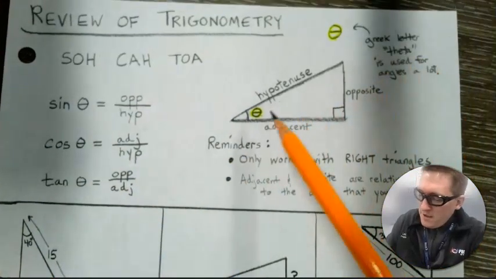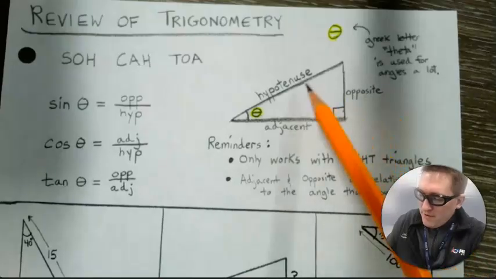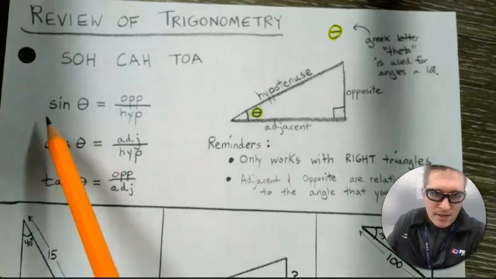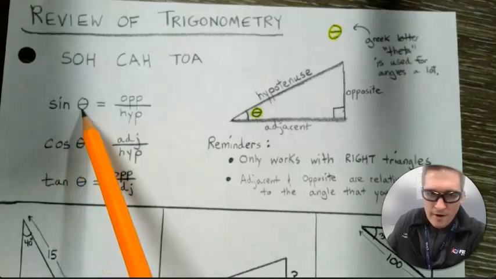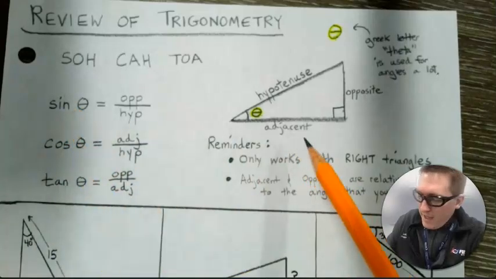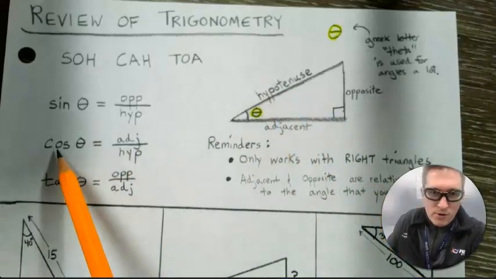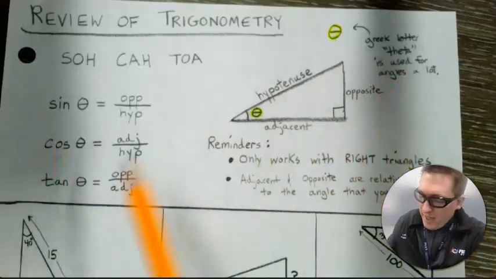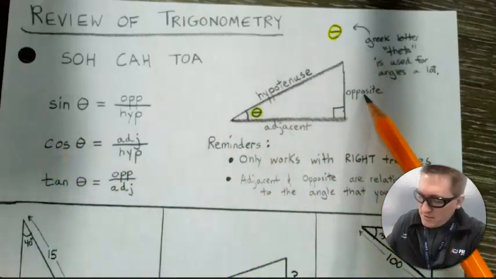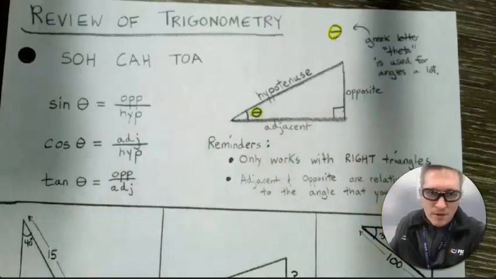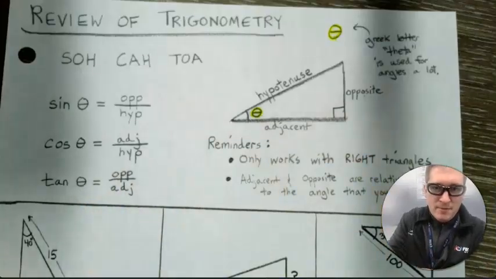For instance, opposite divided by hypotenuse, the ratio of those two sides, is equal to the sine of the angle. And the adjacent divided by the hypotenuse is equal to the cosine of the angle. And the opposite over the adjacent, the two legs, their ratio is tangent theta. Let's delve into it with some examples.